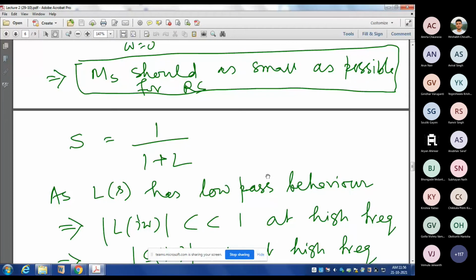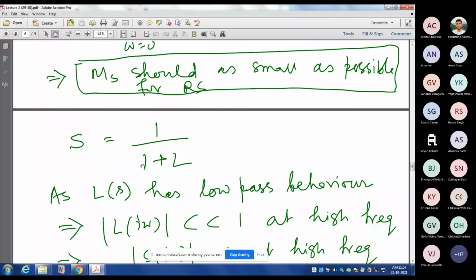So L(s), even if you choose the controller to be biproper, bicausal, will be strictly proper. That is low pass behavior. So as it is strictly proper, at high frequency L(jω) is very small because of the high frequency roll off rate. So at high frequency, whatever controller you employ, it doesn't matter. S(jω) will be very near to 1.